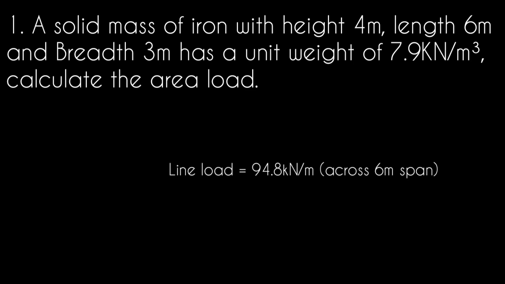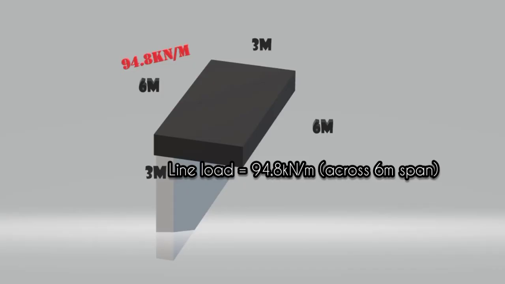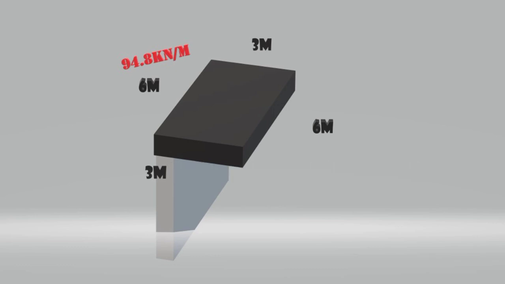Now let's observe the diagram that's about to pop up. Oh yeah, there it is. This diagram is illustrating the mass of iron being supported along the 6 meter span alone. Now this would mean that the beam supporting the mass of iron is subject to a load of 94.8 kilonewton for every 1 meter that the slab is resting upon it.